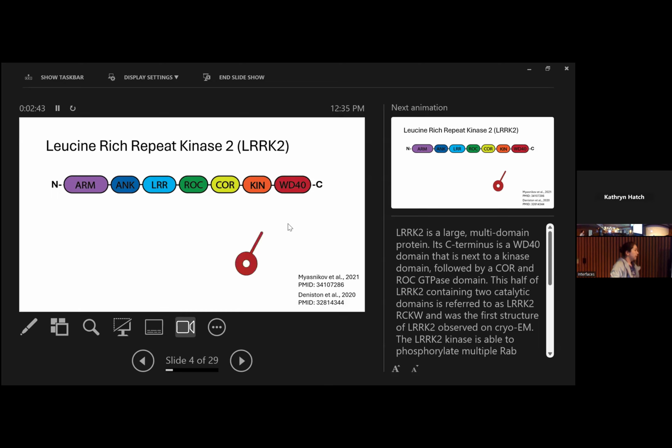It's got a lot of different domains, starting from the C-terminus with this WD40 protein-protein interaction domain, where it attaches to a kinase domain, this core of ROCK domain, and then a ROCK GTPase. So it is rather interesting in that it's got two catalytic functions. It both has a kinase and it has a GTPase, which converts GTP to GDP.